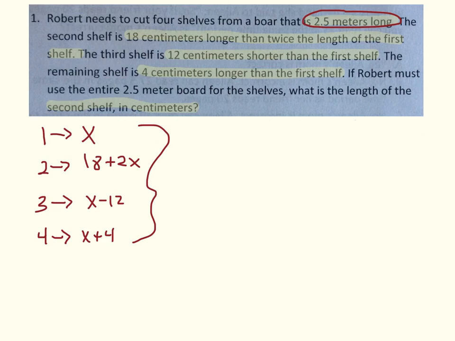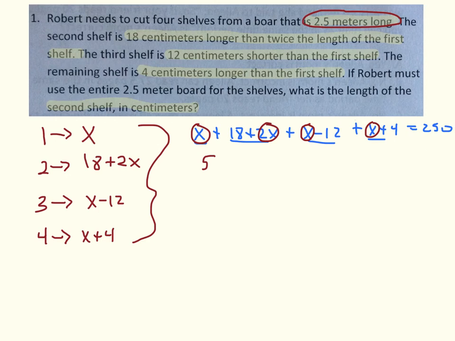Alright, so if I were to take all of these components, x plus 18 plus 2x plus x minus 12 plus x plus 4, if I were to add all 4 of those shelves together, this is shelf number 1, 2, 3, and 4, if I add them all together, they would add up to 250 centimeters. Now, if I were to add like terms, what I end up getting is x plus 2x plus x plus x adds up to 5x.